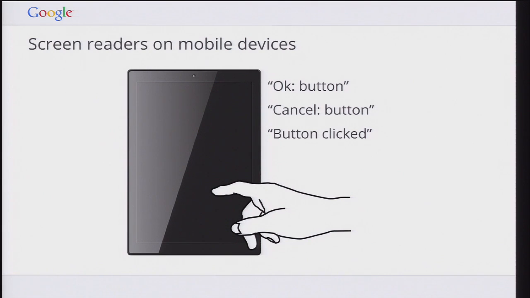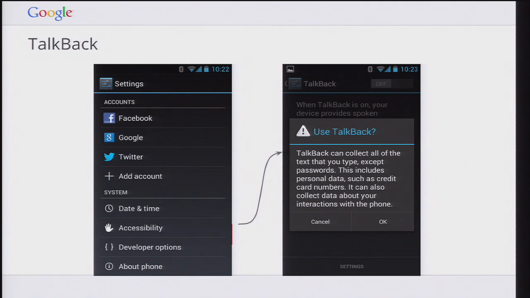Exploring the interface, finding an OK button and a Cancel button. And this time, they've clicked the Cancel button. So TalkBack is built in on all Android devices. You can turn it on from the accessibility settings if you want to try it out. Then you'll get a short tutorial on how to use the touch exploration feature like I was just talking about.